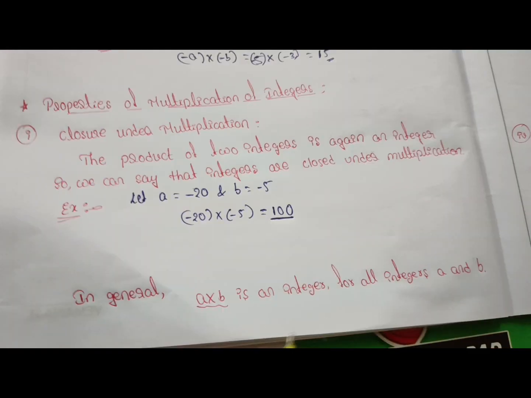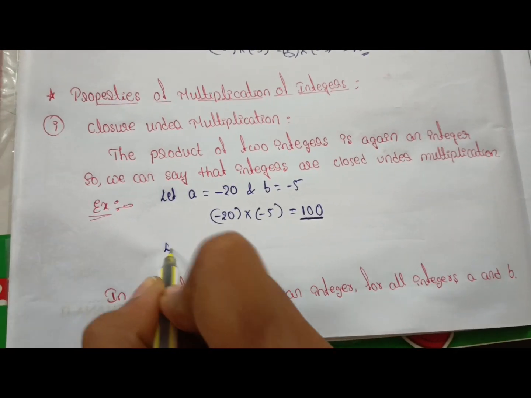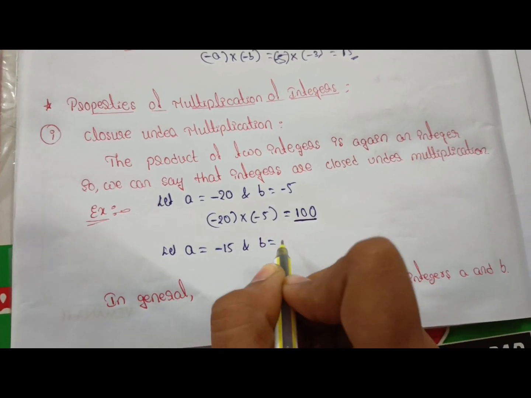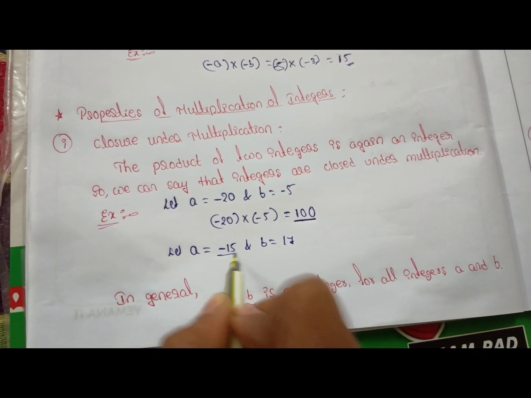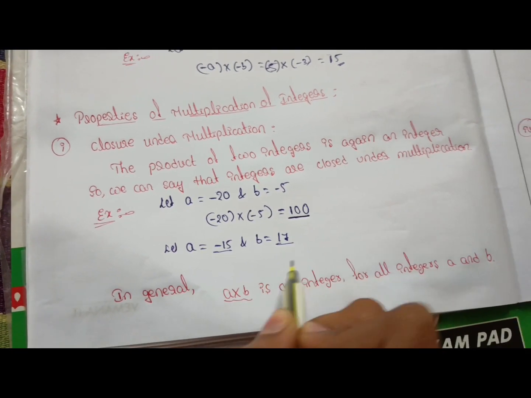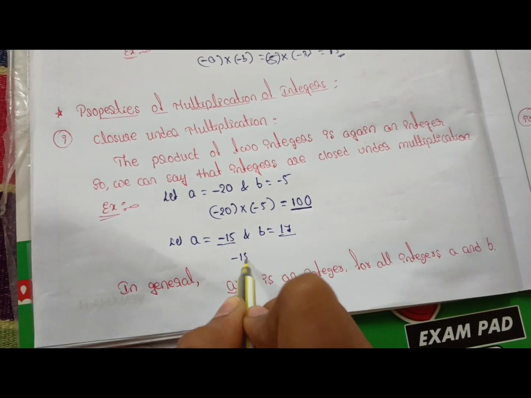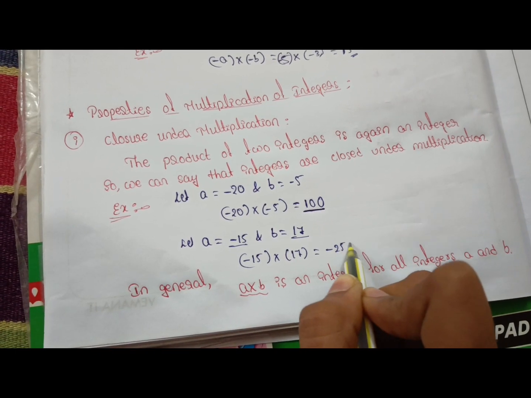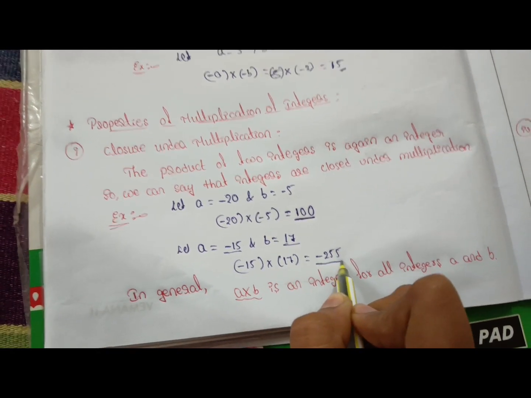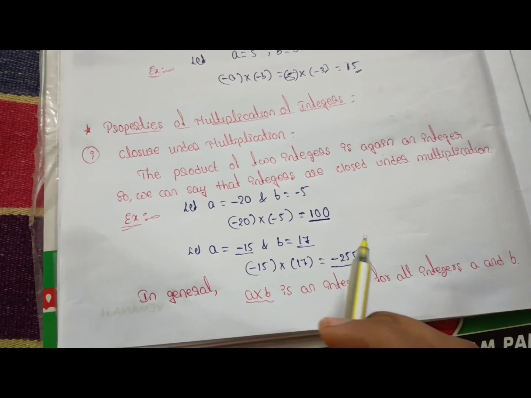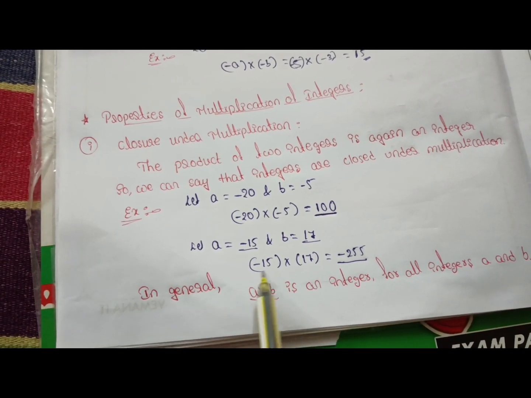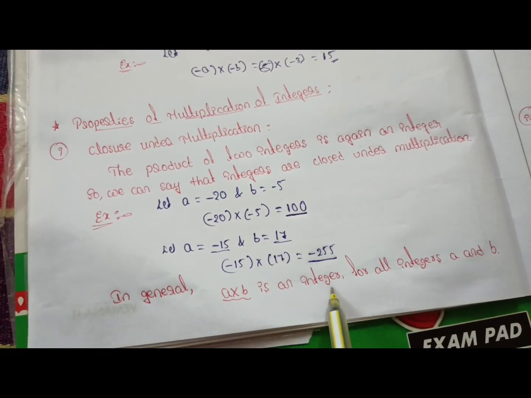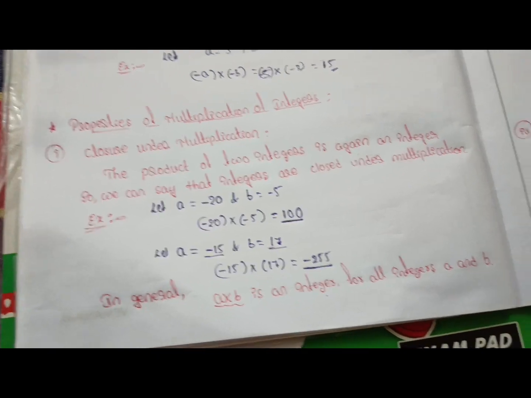100 is an integer. I will take one more example. Let a is equal to minus 15 and b is equal to 17. Minus 15 is a negative integer and 17 is a positive integer. So we have to multiply these two integers. Minus 15 into 17 is equal to minus 255. Minus 255 is also a negative integer. So here we can conclude that the product of these two integers is again an integer. So in general, a into b is an integer for all integers a and b.